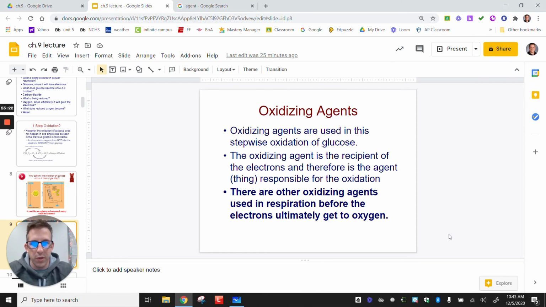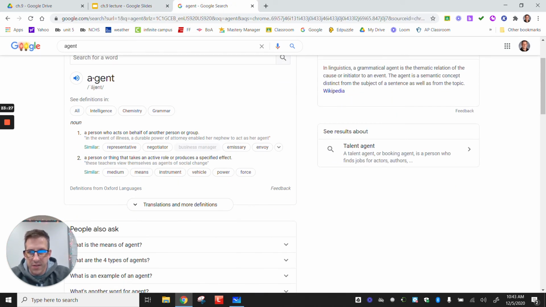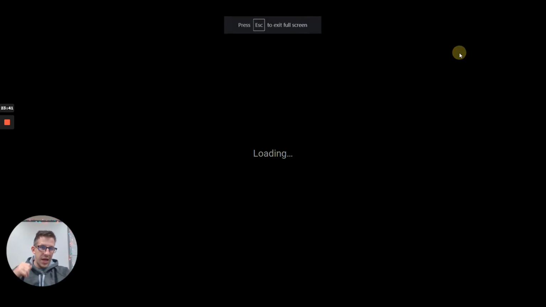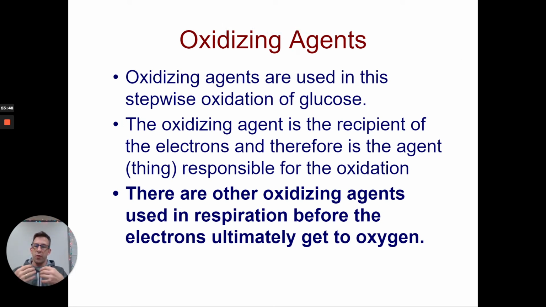Let me just pull up the definition of an agent here. I don't know if you can read this, but it says, this is from dictionary.com or whatever, a person or thing that takes an active role or produces a specified effect. Okay? So an oxidizing agent, in this case, is a thing or a molecule that is responsible for oxidizing something, for making something give up its electrons to it, okay?